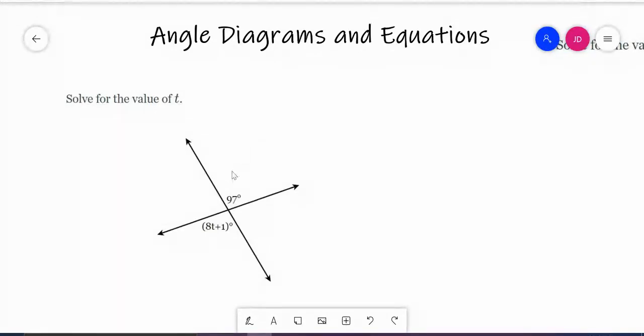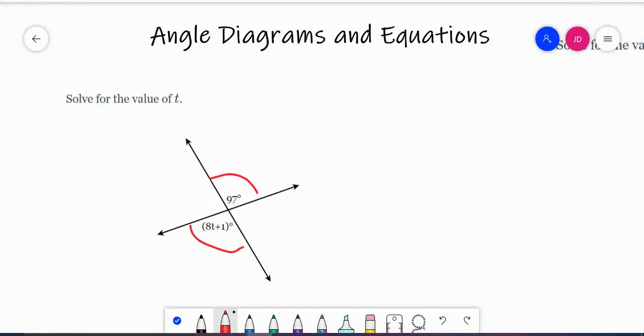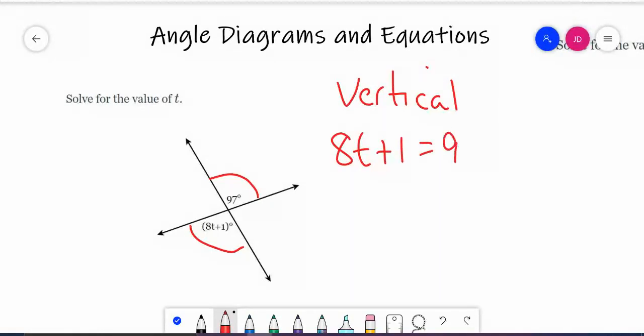So first of all, we have this problem right here, right? And it looks like we have a pair of vertical angles. So you know that these vertical angles are congruent. They are equal in measure. So to create my equation from this scenario, you have to set these equal to each other. So these are vertical. That means 8t plus 1 equals 97.